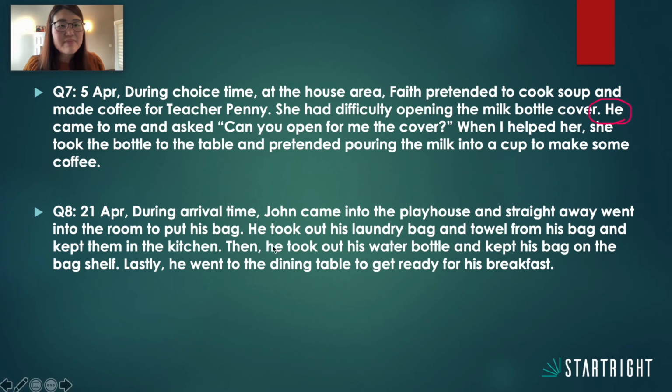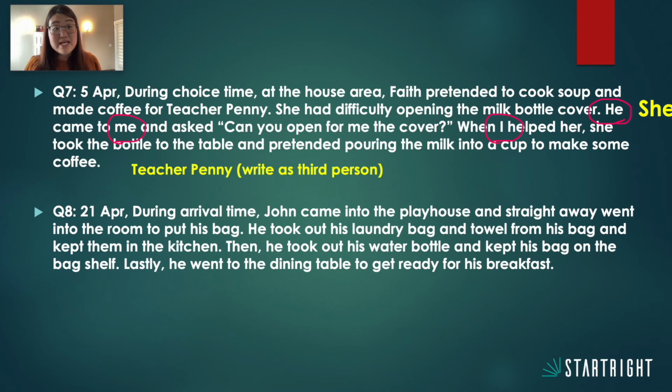All of a sudden, Teacher Penny became a me. Remember that we always need to write as a third person. Alright, and then later on she said when I helped her. So I know Teacher Penny is the one who wrote the anecdote, but she needs to write as though she's a third person. So it will say she came to Teacher Penny and asked, can you open the cover for me? When Teacher Penny helped her, she took the bottle to the table and pretended pouring the milk into a cup to make some coffee.